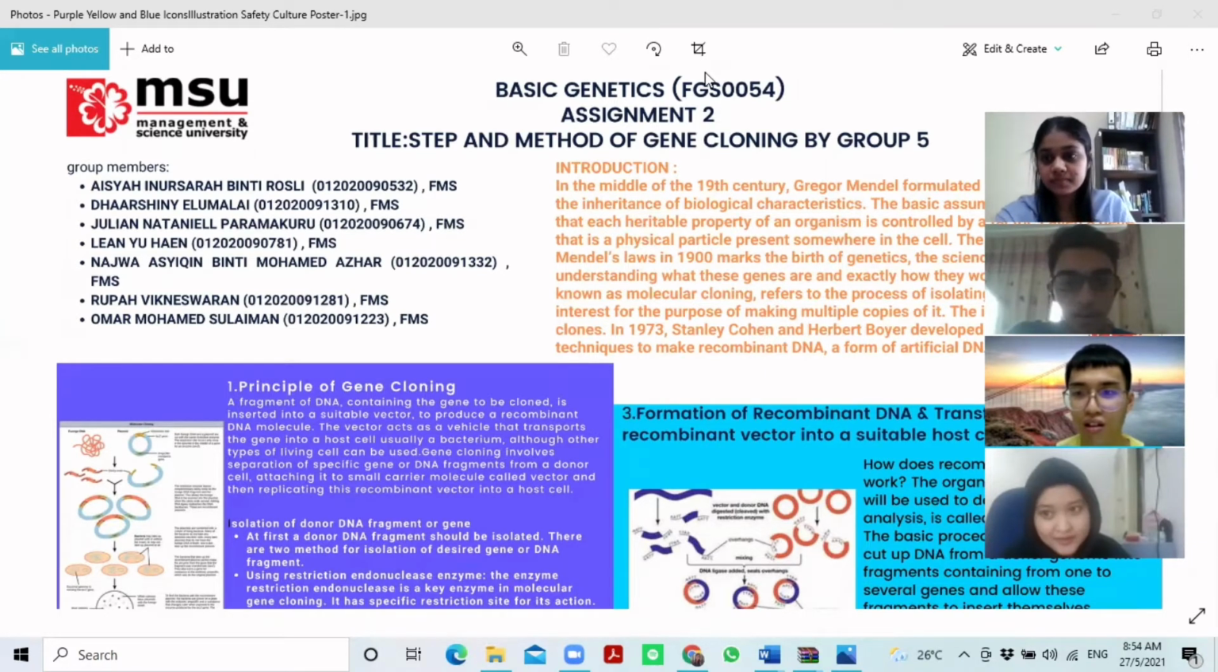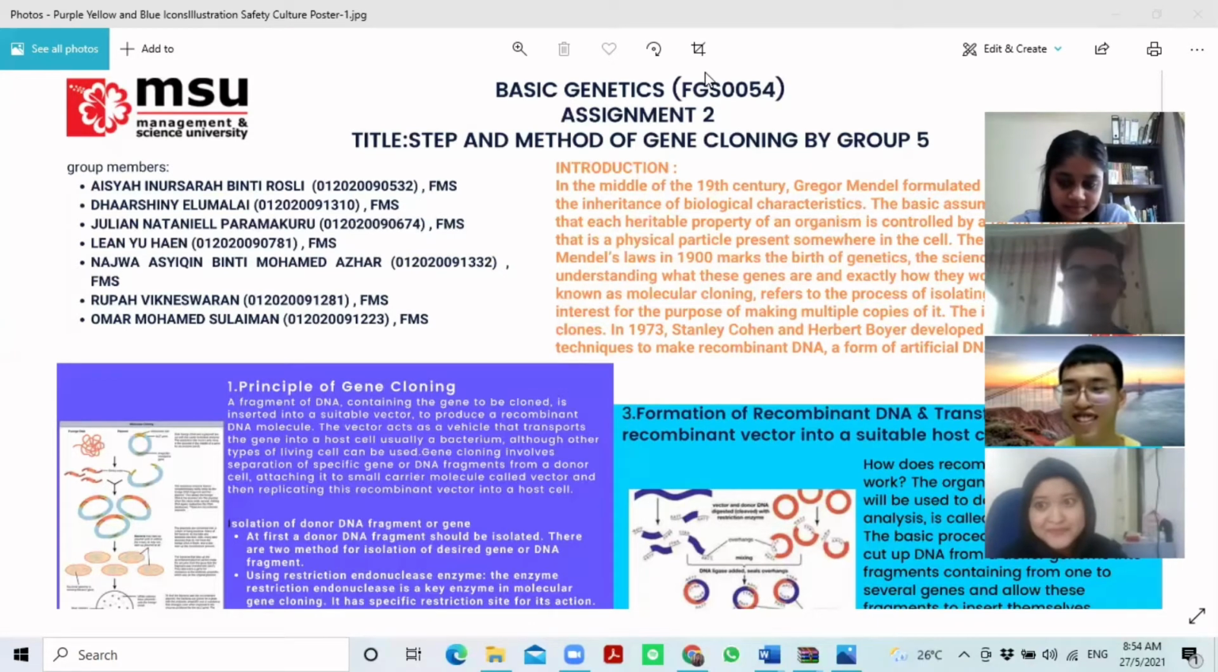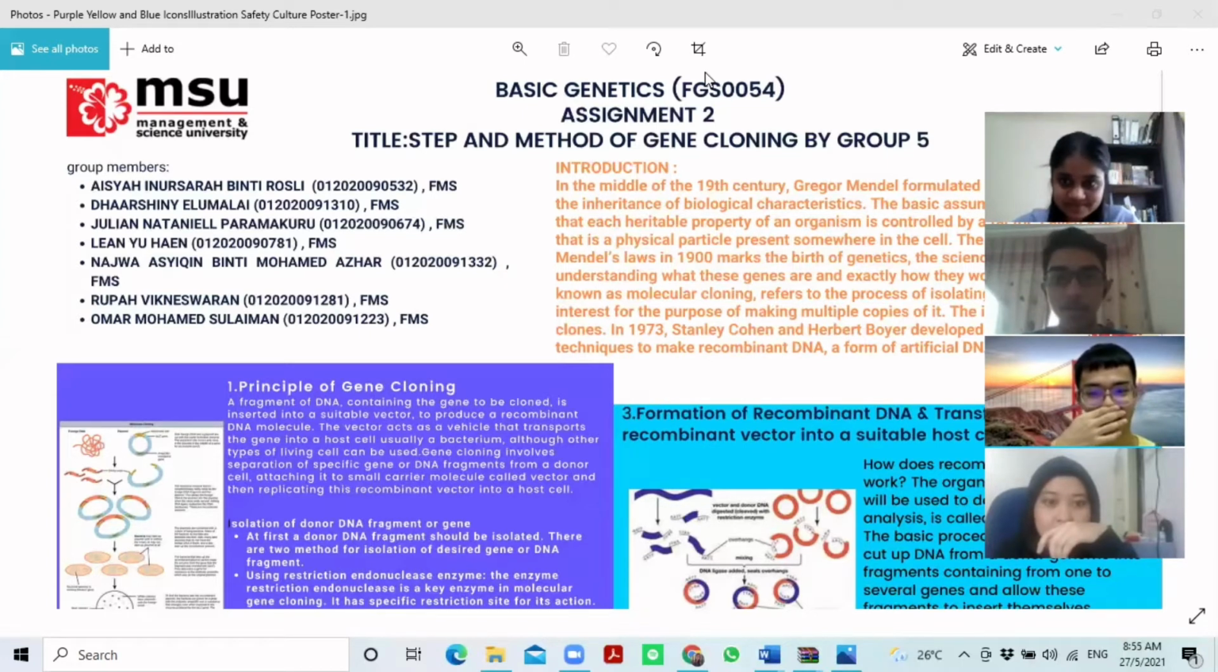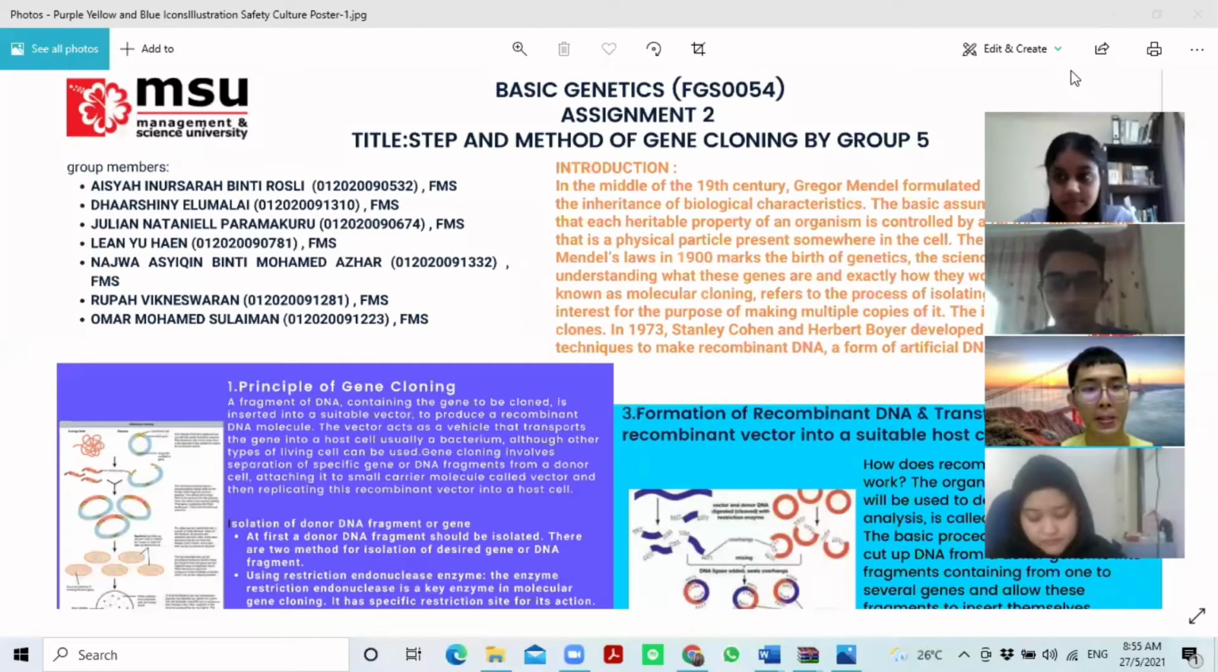And we are members of Group 5, and we will be presenting the steps and method of gene cloning. So gene cloning is also referred to as molecular cloning, and it's the process of isolating a sequence of DNA of interest for the purpose of making several copies of it. So let's look at the concept of this process before dwelling into the individual steps.